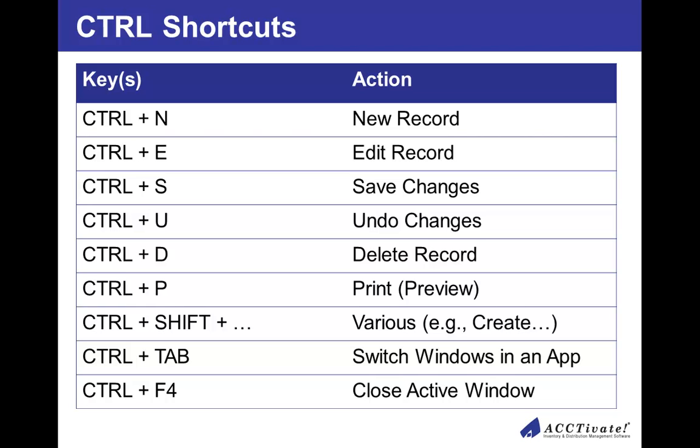And then toward the bottom, Control Tab is another kind of hidden gem that lets you quickly switch between windows within ACCTivate. So if you're familiar with Alt Tab, a lot of people know about that. Alt Tab lets you switch between windows within the operating system, but Control Tab is just within the small windows within the ACCTivate desktop.